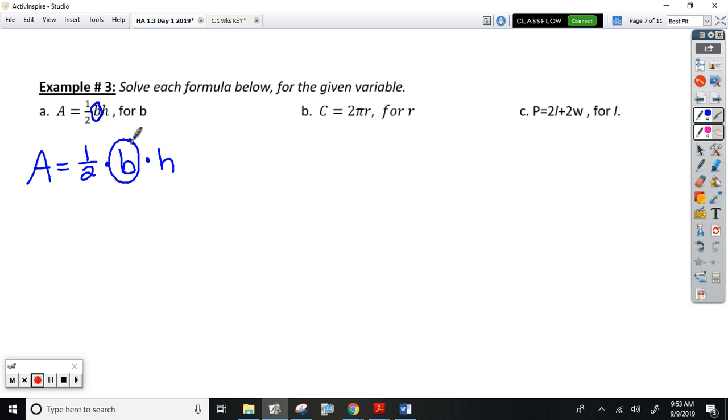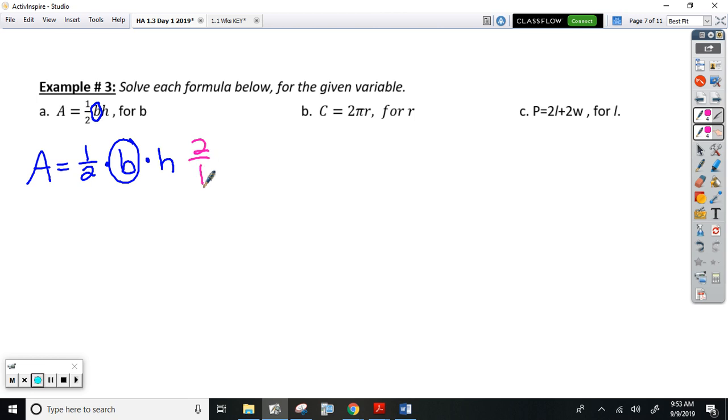So to undo multiplication, we use division. Now, it's not proper to divide by a fraction. I know some students will say divide by 1/2, but that's, again, not proper. You're going to get a fraction within a fraction. So instead of dividing, what can you do instead? Kelsey? Multiply by its reciprocal, which is 2.